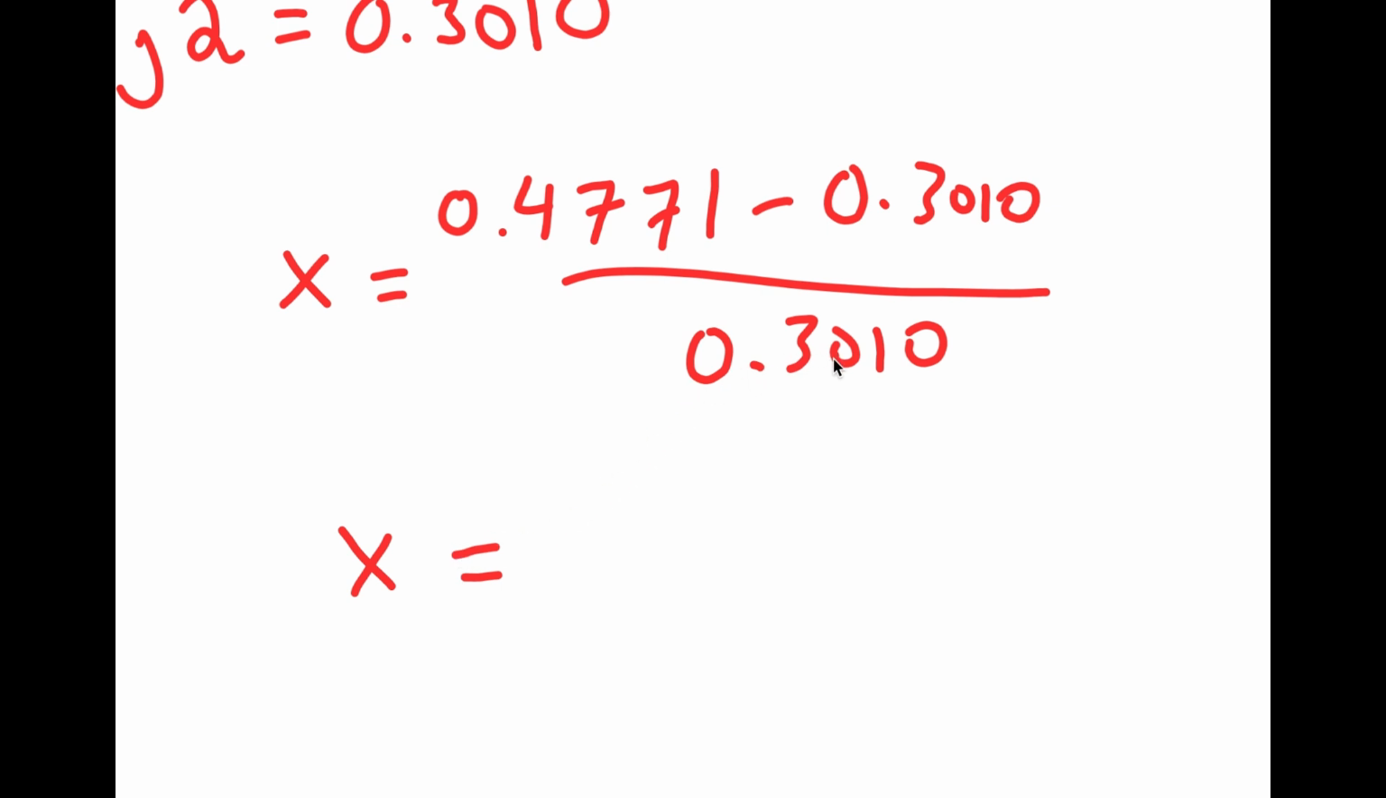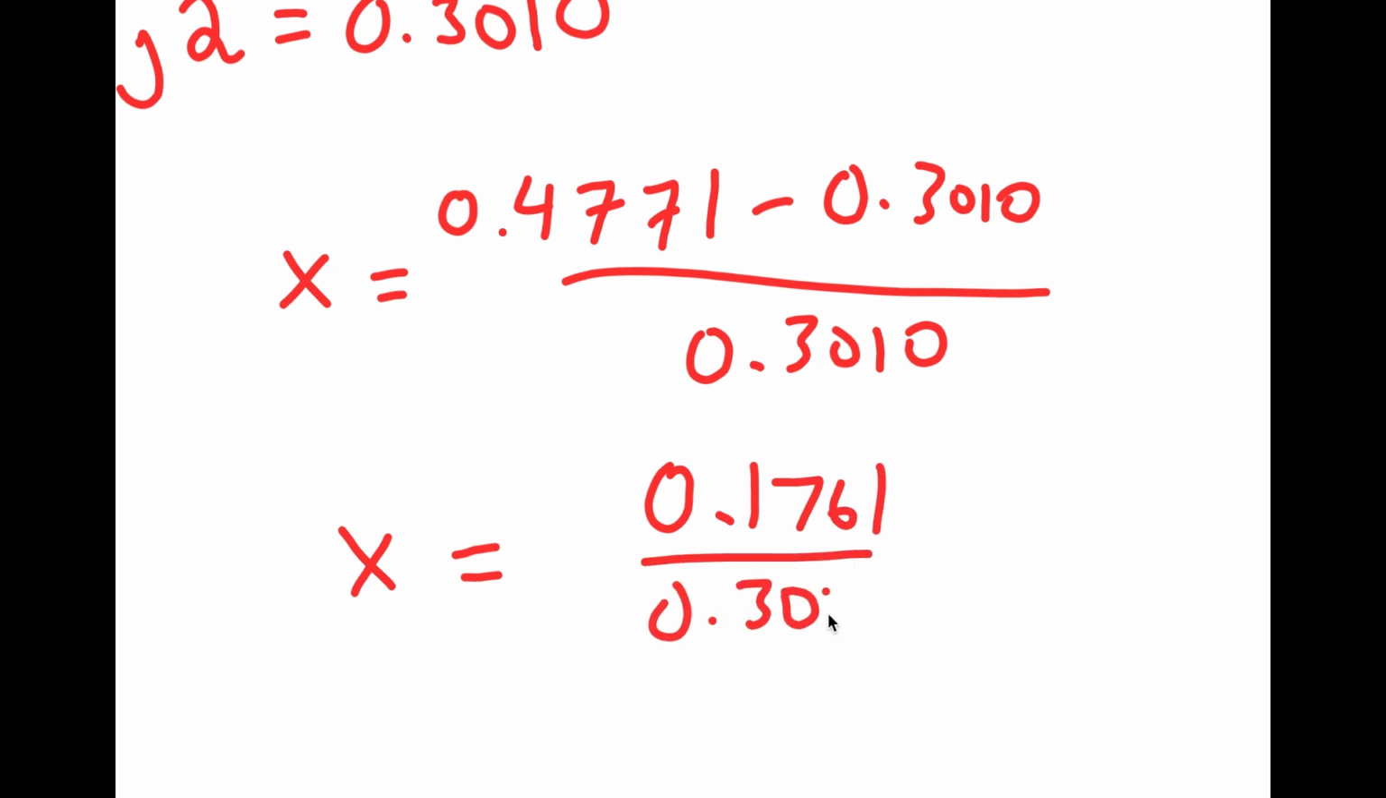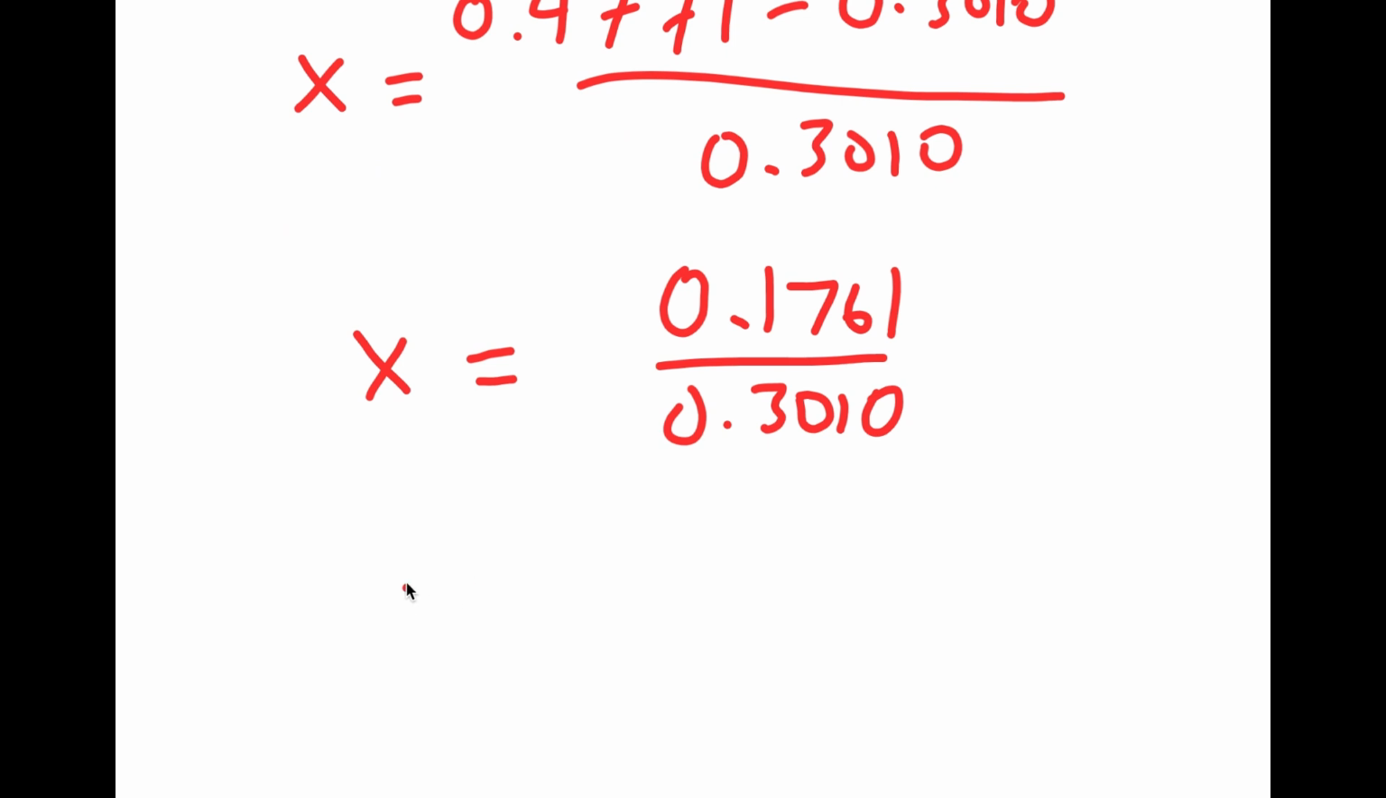And 0.4771 minus 0.3010, putting that into a calculator, that's going to equal 0.1761. And now if I divide that by 0.3010, I get x is equal to 0.5850.